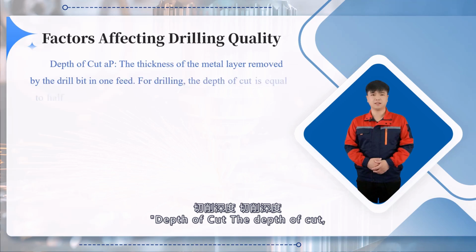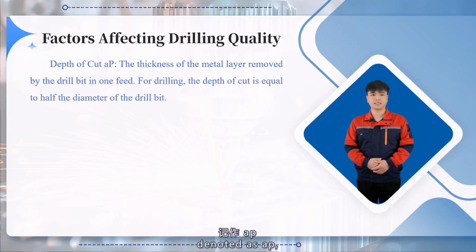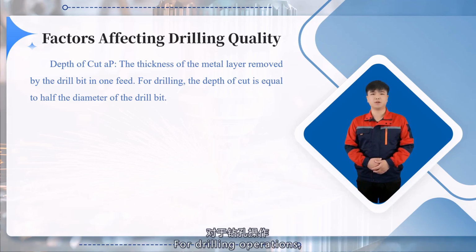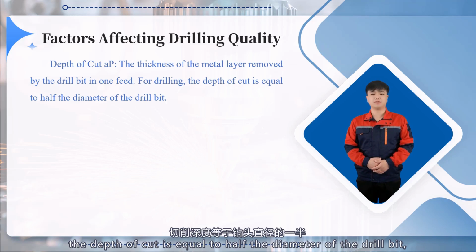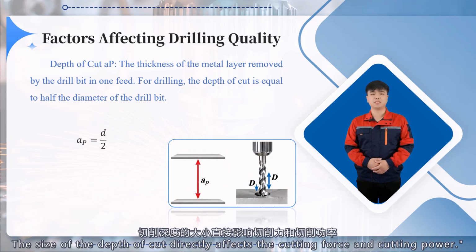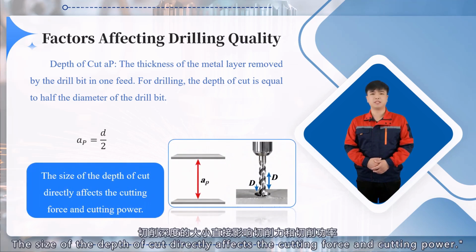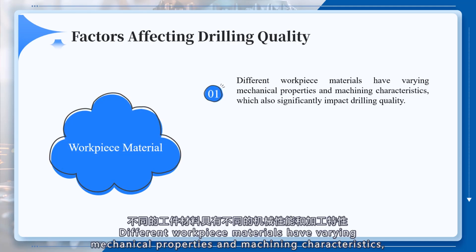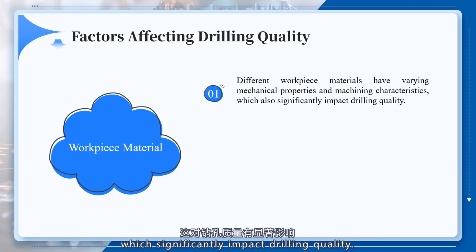Depth of cut. The depth of cut, denoted as ap, refers to the thickness of the metal layer removed by the drill bit in a single feed. For drilling operations, the depth of cut is equal to half the diameter of the drill bit: ap equals d divided by 2. The size of the depth of cut directly affects the cutting force and cutting power. Workpiece material. Different workpiece materials have varying mechanical properties and machining characteristics, which significantly impact drilling quality.